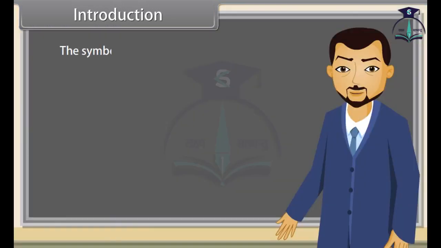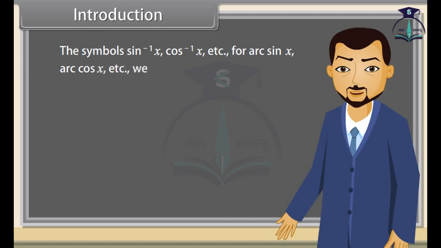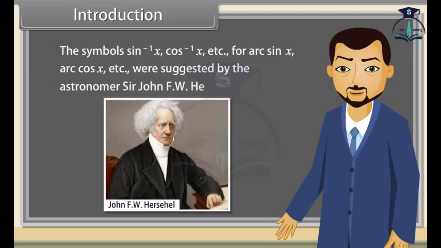The symbols sine inverse x, cos inverse x, etc. for arc sin x, arc cos x, etc. were suggested by the astronomer Sir John F. W. Herschel, 1813. Now, come, let's learn about inverse trigonometric functions.